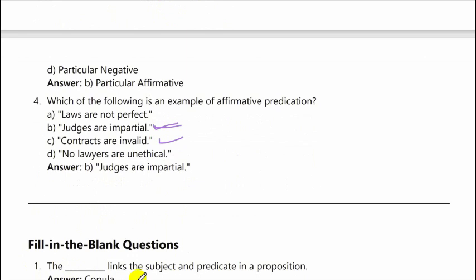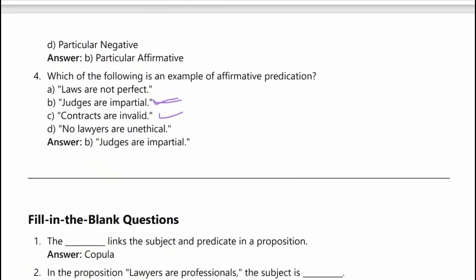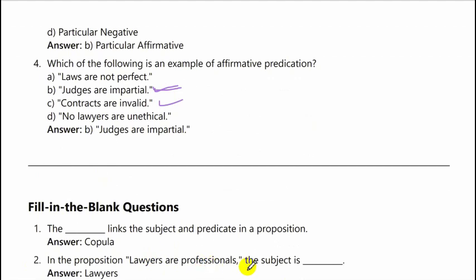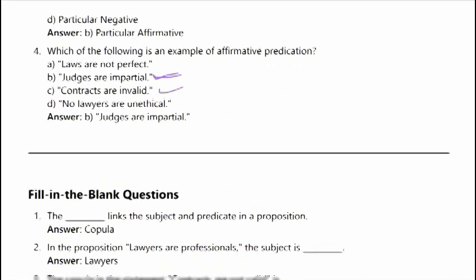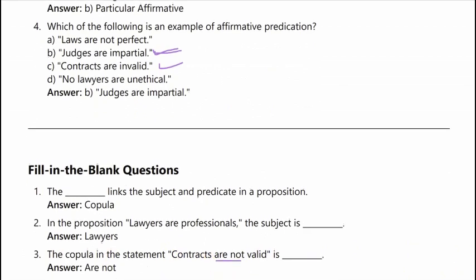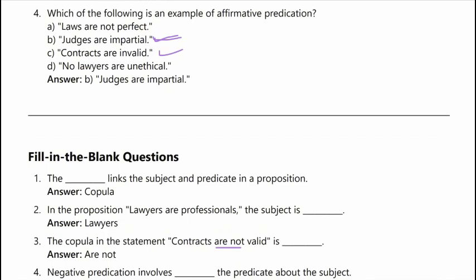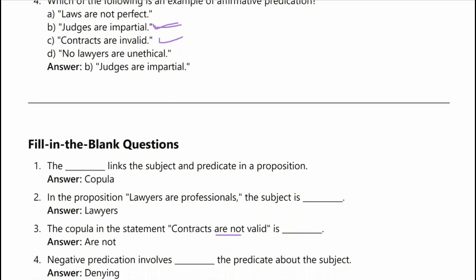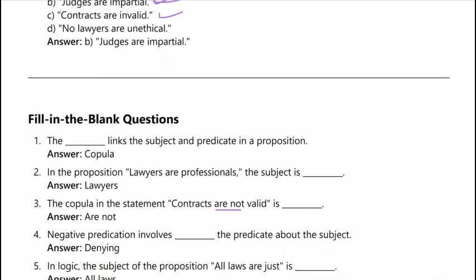Alright. The copula links the subject and the predicate in a proposition. In the proposition, lawyers are professionals, the subject is lawyers. The copula in the statement contracts are not valid is "are not". Negative predication involves denying the predicate about the subject.